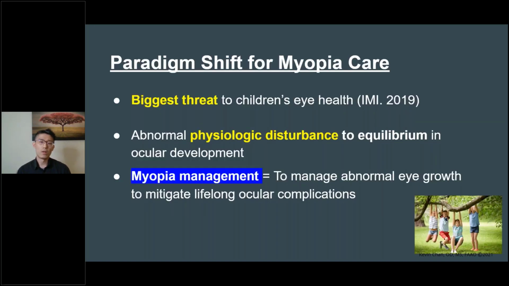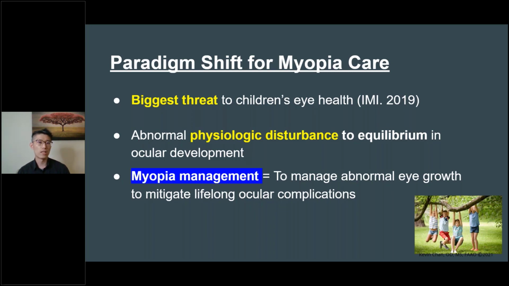Let's talk a little bit about how we can perceive myopia and what kind of paradigm shift we are looking at recently. According to the International Myopia Institute, they published a white paper back in 2019, and recently they also launched another white paper, second edition, in 2021. They commonly identify myopia as a global threat to children's eye health.